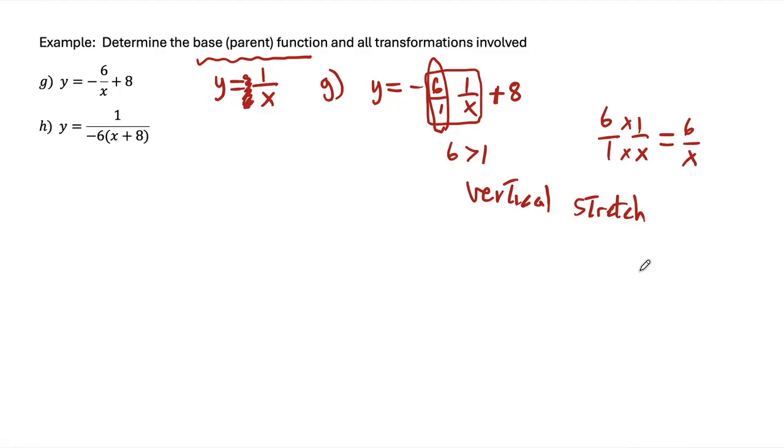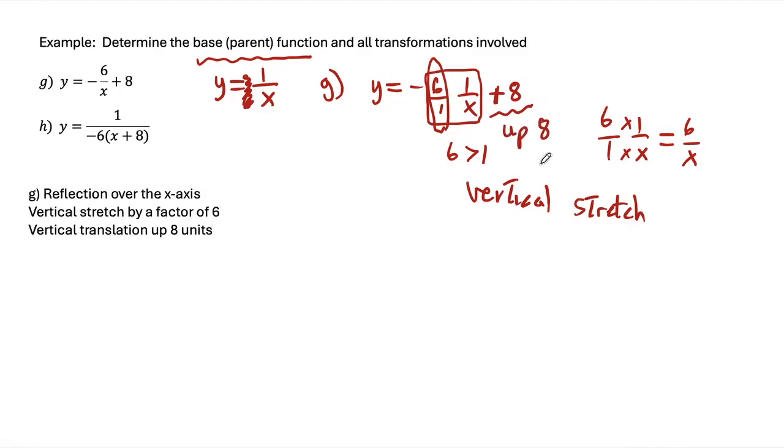And later on, you add an 8 to all of the y values, so you're going to be shifting the graph up 8 units. And that's how we write them out. Reflection over the x-axis. That's for that negative sign we see right there. A vertical stretch by a factor of 6, because it's intuitive. When you multiply a function by 6, you're making the y values bigger. And then a vertical translation up 8 units. Again, because it's intuitive, you're adding 8 to all of your y values.